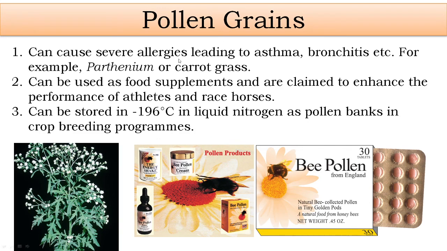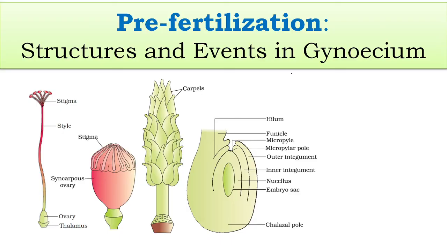So that is some miscellaneous information regarding the pollen grains. So, pre-fertilization events in androecium involve microsporogenesis, right? And microsporogenesis leads to the formation of pollen grains, and inside the pollen grains we have got the male gametes of the plant. In the next video, we will discuss pre-fertilization events in the gynoecium, or the female reproductive part. Okay, thank you.